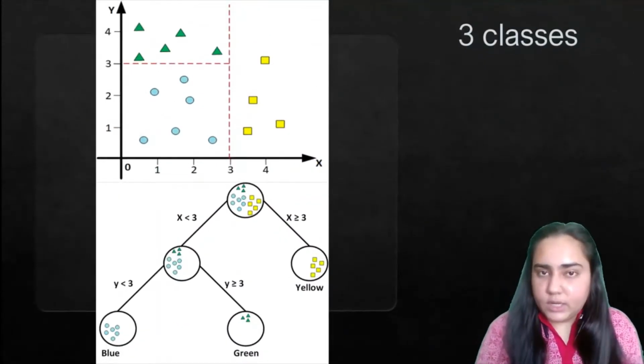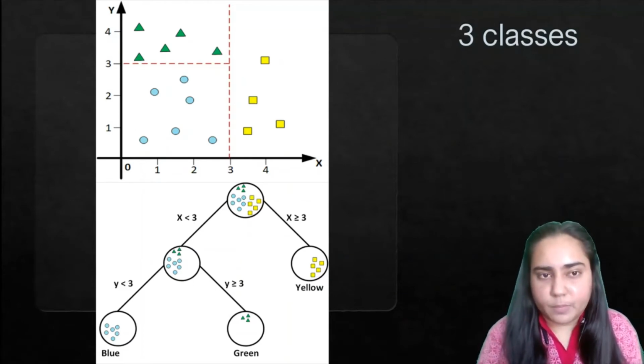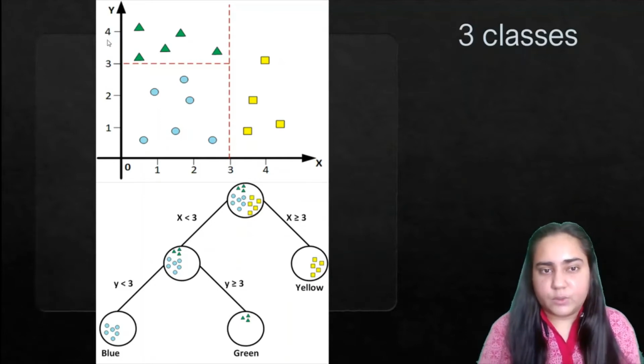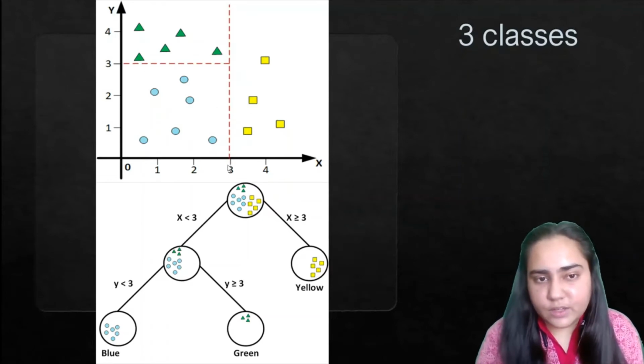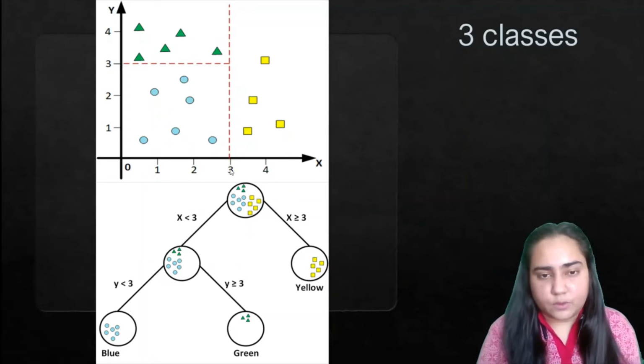What happens if you have 3 classes instead of 2? You can see here there are 3 classes. Even then, there are some similarities with the 2 class one. There are 3 partitions, but if a data point has the x coordinate greater than 3, then it is definitely a yellow class. If it is less than 3, it can be either blue or green, and that is decided on the basis of the y coordinate. If the y coordinate is greater than 3, then it's green. If it's less than 3, it's blue, given that x is less than 3.